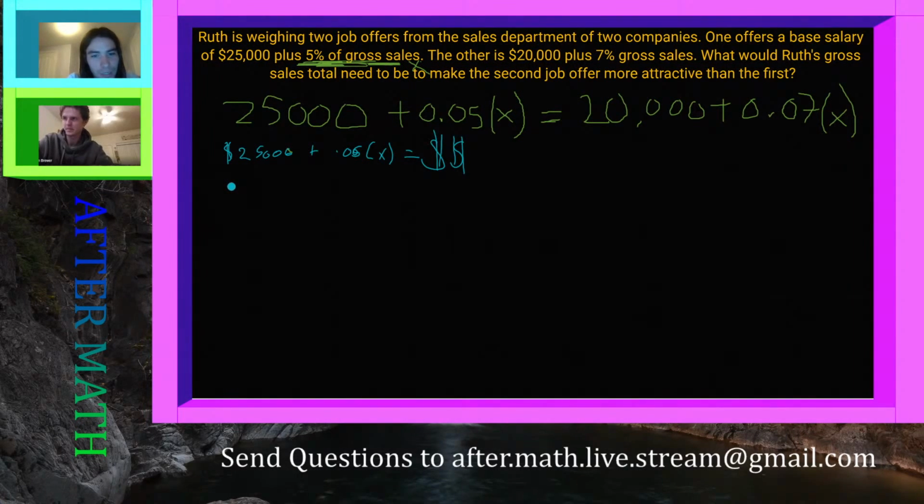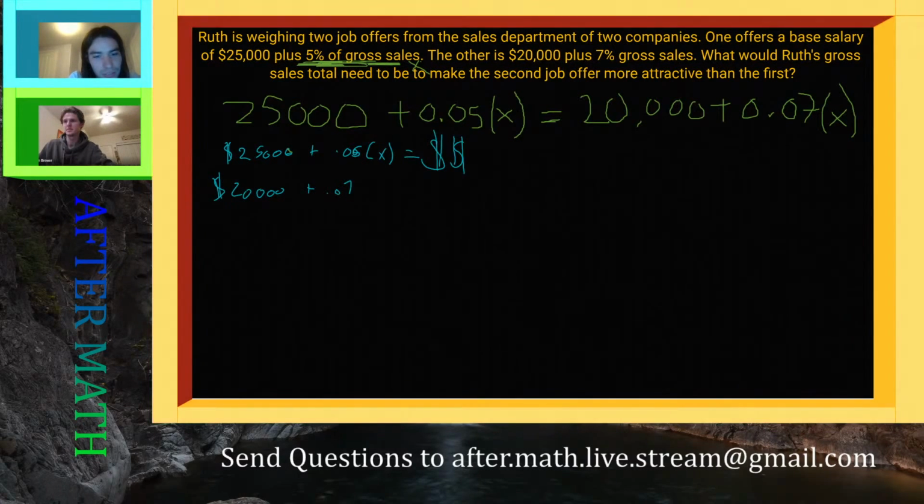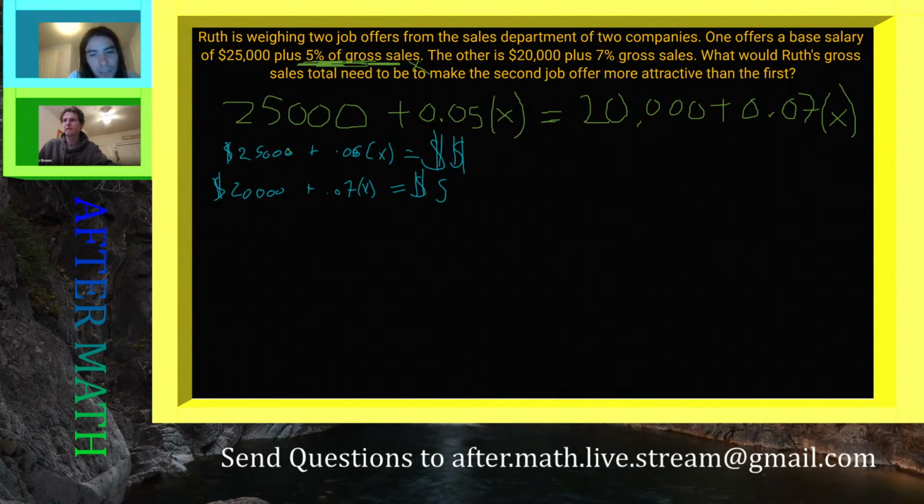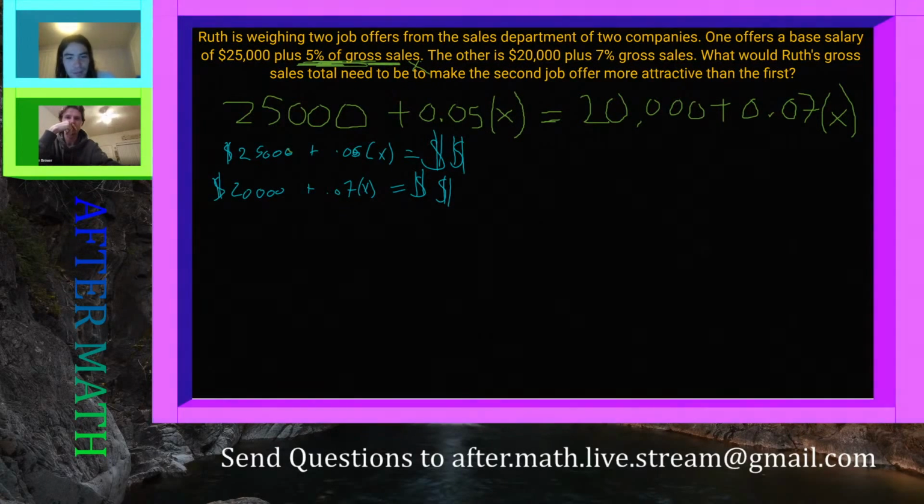And then the other one is also $20,000 plus 0.07 x, and this is equal to big money too. And so the reason why Jaden's setting them equal to each other is because they're equal to the same amount of big money.